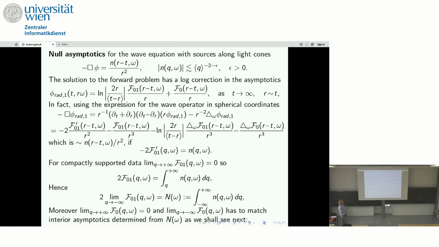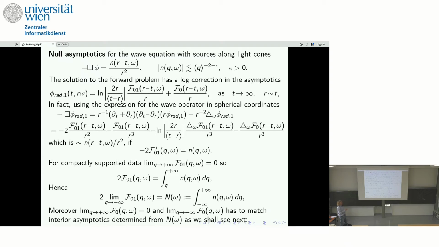So we are led to studying this problem. So this is actually what we will study now. When we have a right-hand side, we use the asymptotics for the nonlinear problem and plug it into the right-hand side. So we study this problem now, where you assume that this n has enough decay in the r minus t variable.